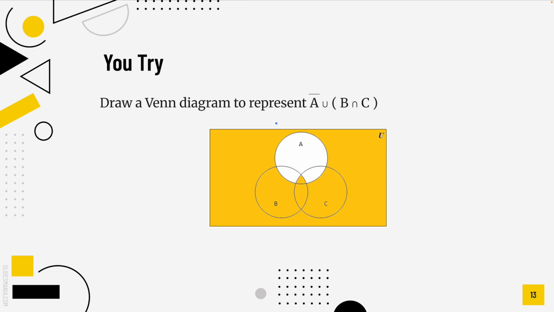Okay. So for not A, I would shade everywhere outside of the A circle. For B and C, I would shade in this part here. This is B and C, right here. And so I would shade everywhere outside of A, plus this extra little bit, which comes in for the B and C option. So this is my final Venn diagram.